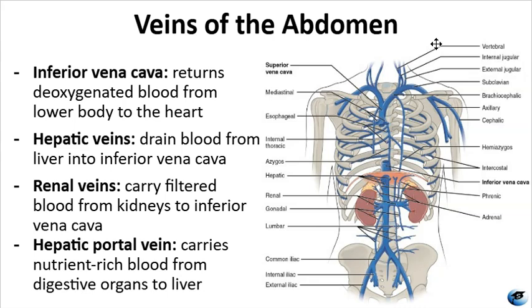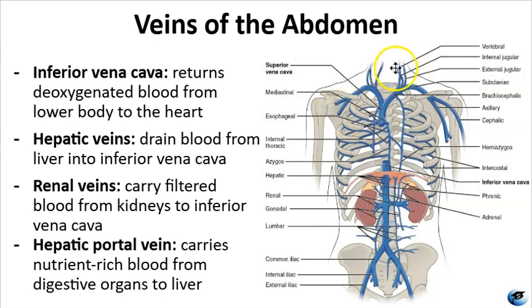The gonadal, adrenal, phrenic, and lumbar veins feed into the IVC at various levels, representing venous return from the reproductive organs, adrenal glands, diaphragm, and lower back, respectively. The common iliac, internal iliac, and external iliac veins merge to form the lower end of the IVC and are responsible for venous return from the legs and pelvis.